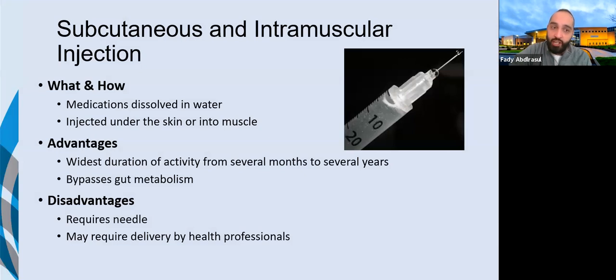Subcutaneous and intramuscular injections. Again, most of the vaccines that we give are given in either subcutaneous or intramuscular injection. The medications are dissolved in water and injected under the skin or into the muscle. The advantages here are they have the widest duration of activity, from several months to several years, and they bypass the gut metabolism. So we're seeing a lot of medications actually being converted into either subcutaneous or intramuscular injection to increase medication adherence, right?